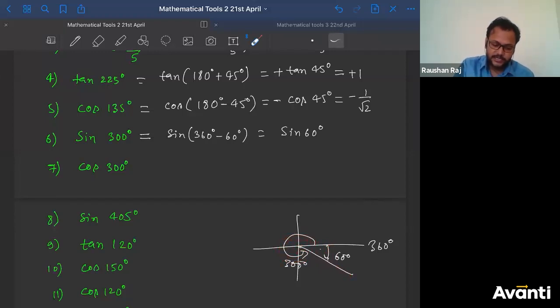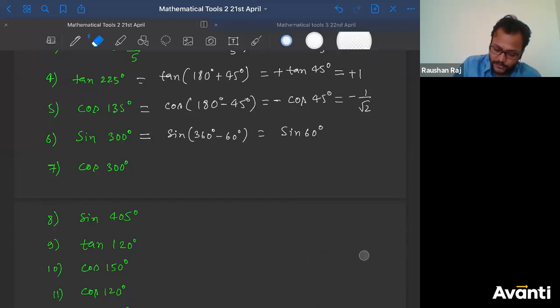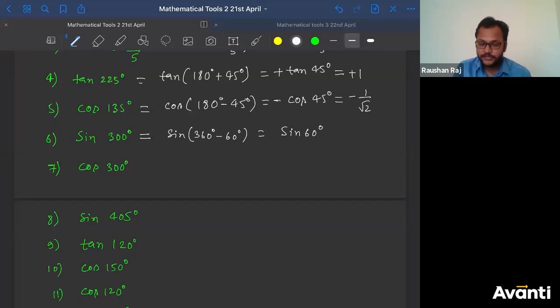Or you can also say that 300 is greater than 270 degrees and less than 360 degrees. So the angle lies in the fourth quadrant. In the fourth quadrant, sec and cosec are positive, but we are talking about sine here. So I'll put a negative sign. Sine 60 is root 3 by 2. So the answer will be minus root 3 by 2. This is the correct answer for question number 6.